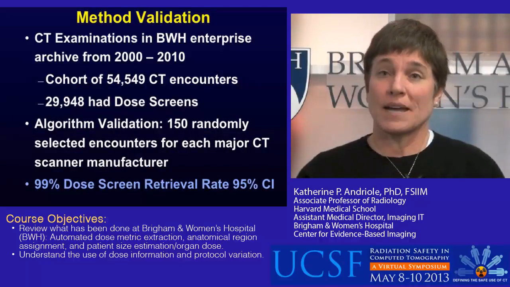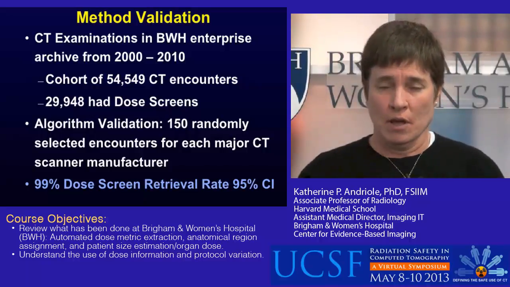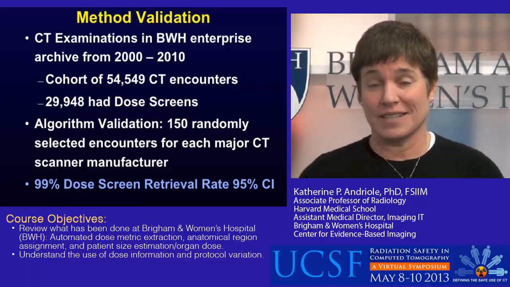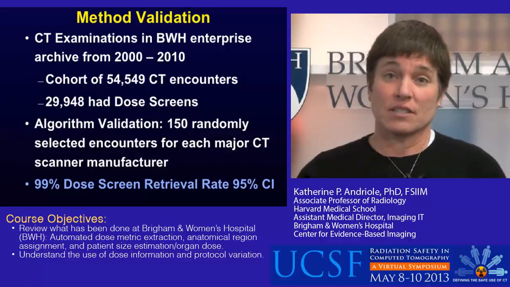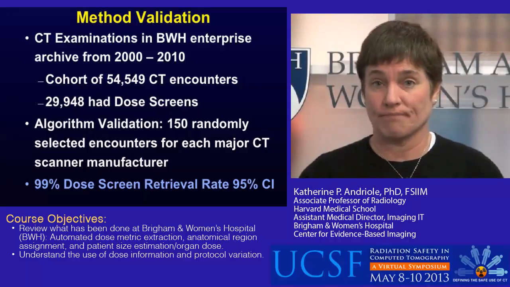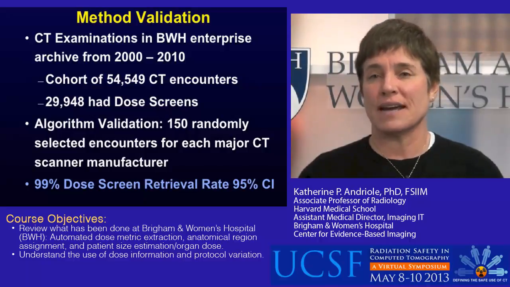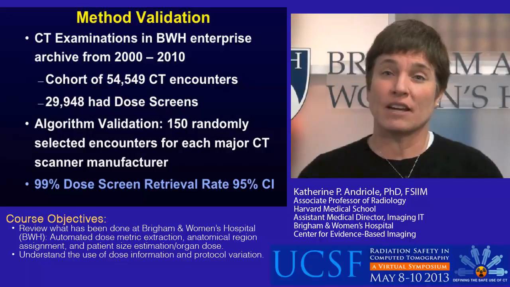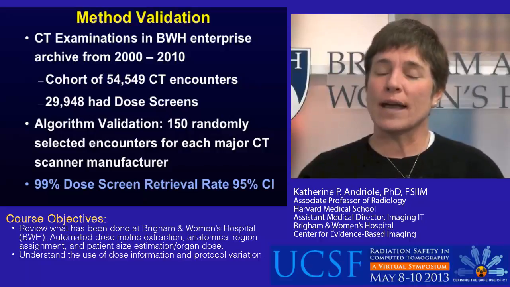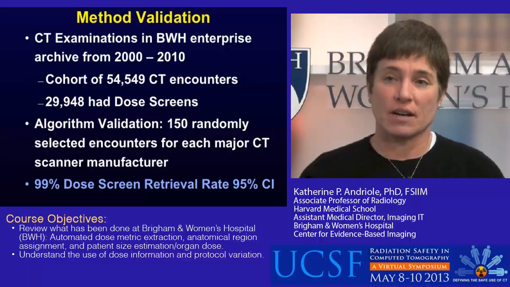We created our algorithm and then validated this looking at our CT examinations that were done at Brigham and Women's Hospital between 2000 and 2010. This gave us a cohort of 54,000 CT encounters. A little less than 30,000 of these actually had dose screens associated with those examinations. We took from that cohort and randomly selected 150 encounters for each of our major CT scanner manufacturers to validate our algorithm. We manually checked against that, and we found that we were able to retrieve the information from the dose screen 99% of the time with a 95% confidence interval.